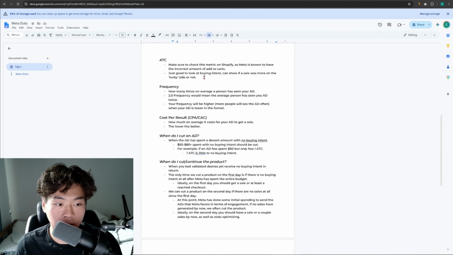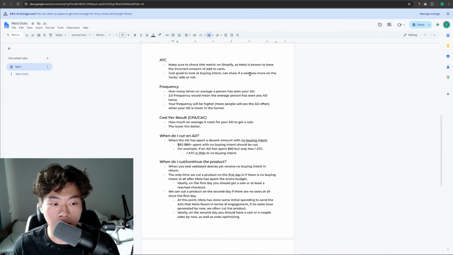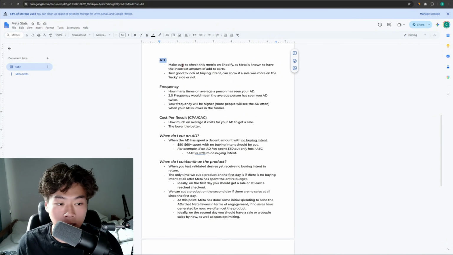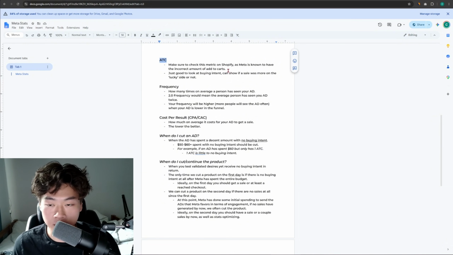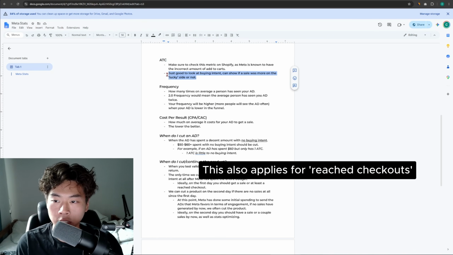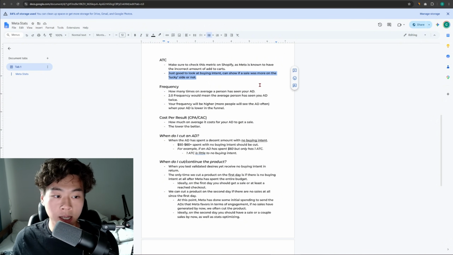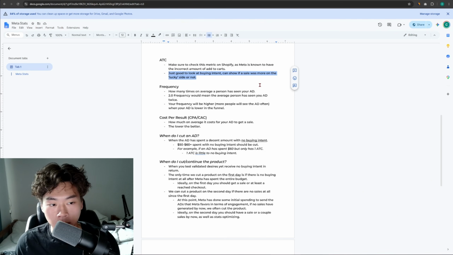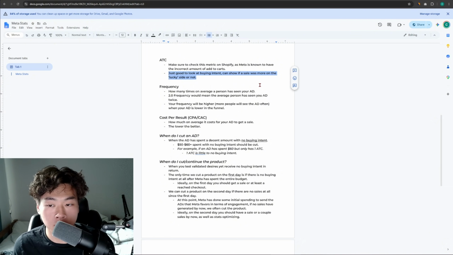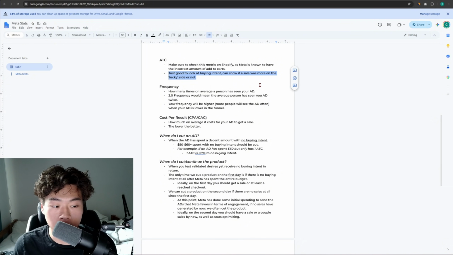But we can still check if an advertisement can provide lots of buying intent by looking at the advertisement's add to cart amount and seeing if that ad is properly being shown to the right people and convincing them to actually get to the point of adding to their cart. So I have written here, it's just good to look at the buying intent. It can show whether a sale was more on the lucky side or not. What I mean by this is if you have a sale at, let's say, $20 spend on an ad, you might think it's luck. However, if it also has 4 add to carts, then chances are it's not luck and it's actually being shown to the right people, from which it got a sale.